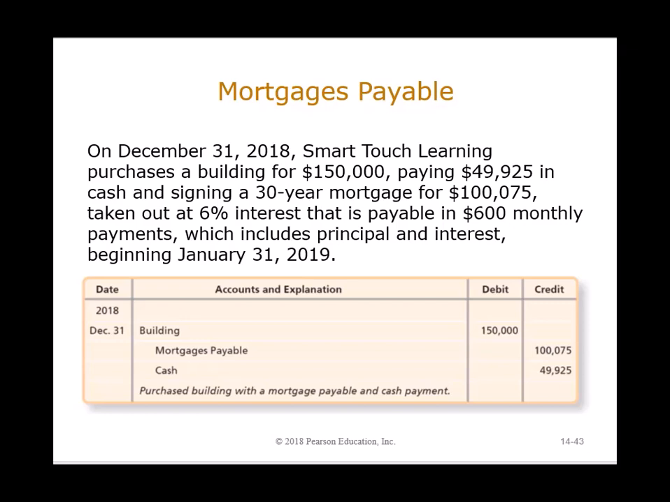Okay, so here's an example. On December 31st, Smart Touch Learning purchases a building for $150,000. They pay $49,925 in cash, and they sign a 30-year mortgage for that difference of $100,075. It's going to be an annual interest rate of 6%, payable in $600 monthly payments, which includes both principal and interest. So the first entry that we're going to make is a debit to the building. We're going to credit cash for the amount of cash that we paid, and the rest is going into that mortgage payable account.